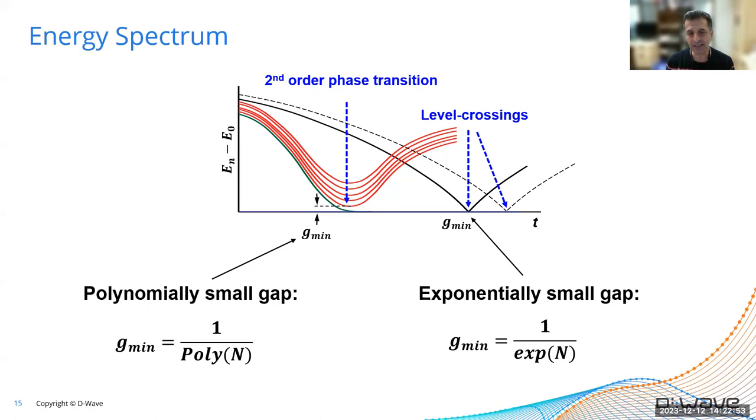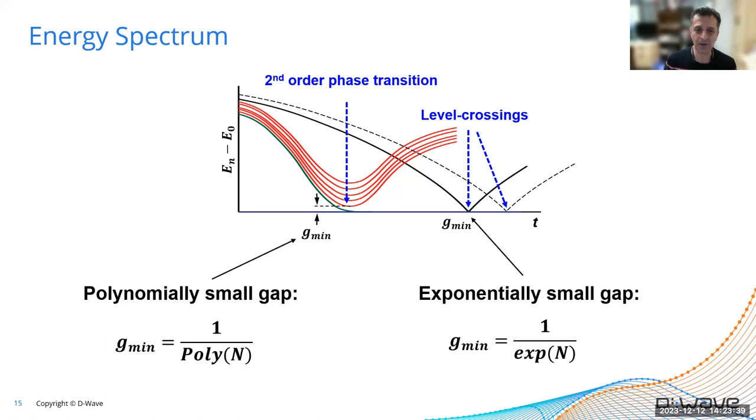But you can separate the places where the gap closes into two classes. One of them is second order phase transition, and the other ones I call level crossings, or first order phase transition. I will tell you what they are in a minute. But before that, the main difference between these two types of minimum gaps is that in the second order phase transition, the gap shrinks polynomially with size, and in the first order phase transition or level crossing, the gap shrinks exponentially with size. But let me tell you in more detail what these are.